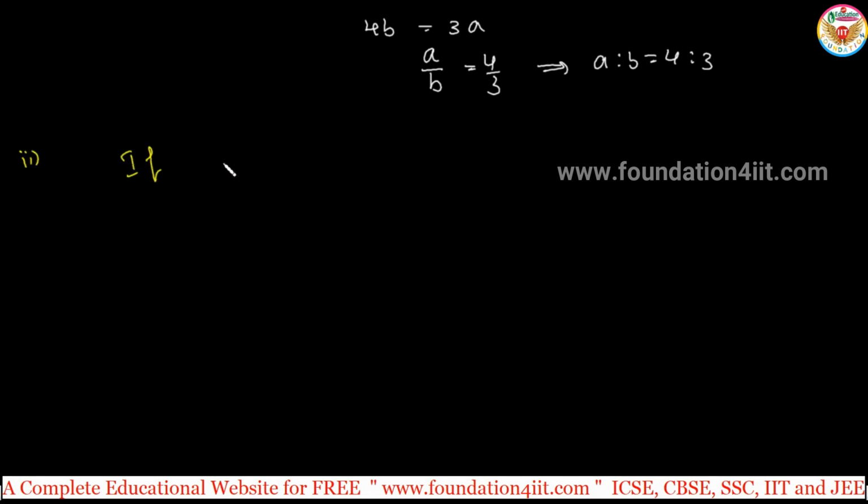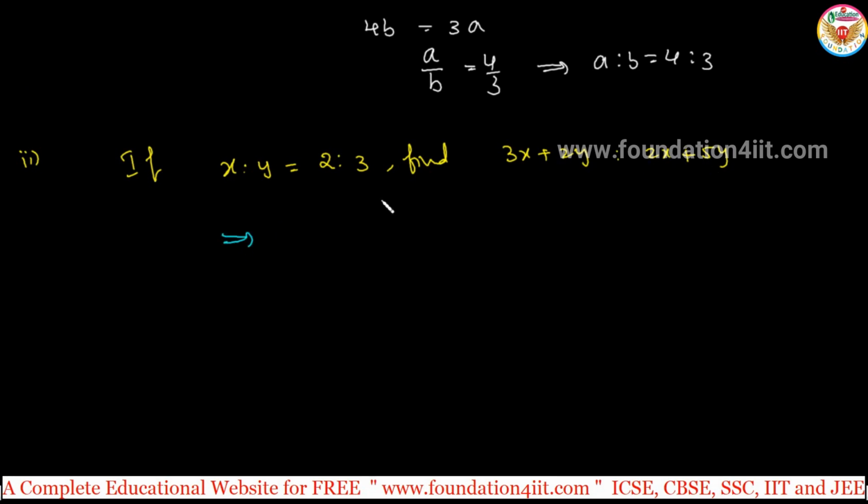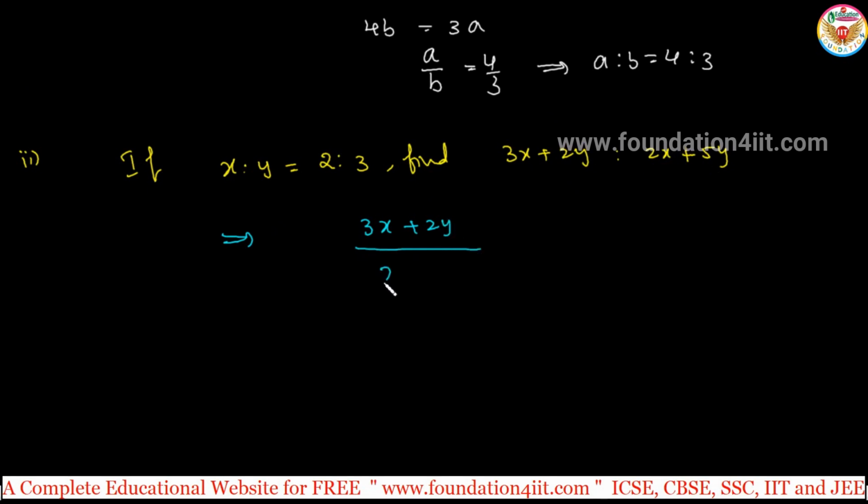If x is to y is given, x is to y is 2 is to 3, find 3x plus 2y is to 2x plus 5y. This value you have to find out. X is to y is given. Now from this, what you have to find out, you can take that, 3x plus 2y divided by 2x plus 5y.